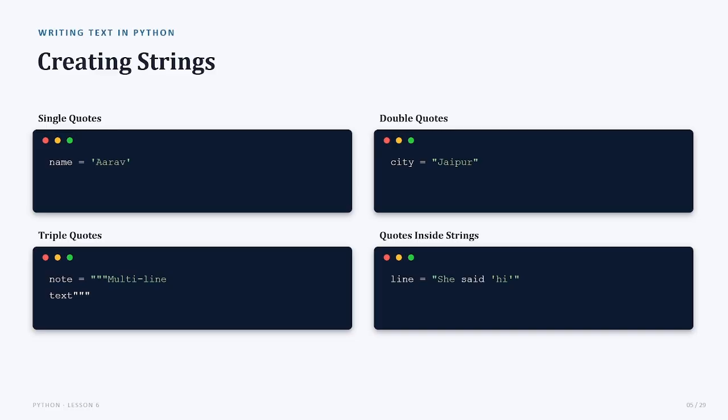Now let's look at the different ways we can create a string. The most common way is using a single quotation mark. We can type any string, and we can put it in single quotation marks. We can also use double quotation marks. Both are perfectly valid in Python. So you can use either single or double quotes depending on what makes your code easier to read.